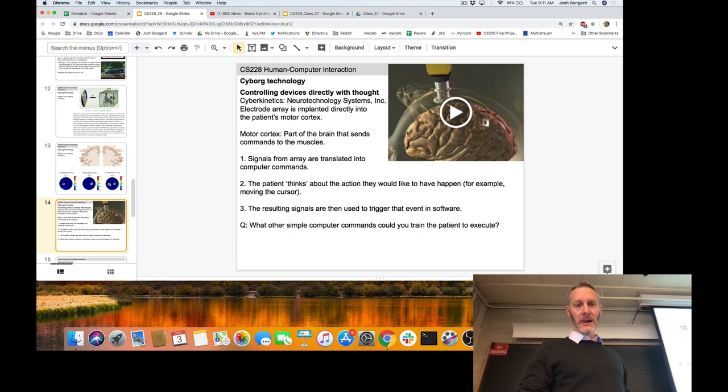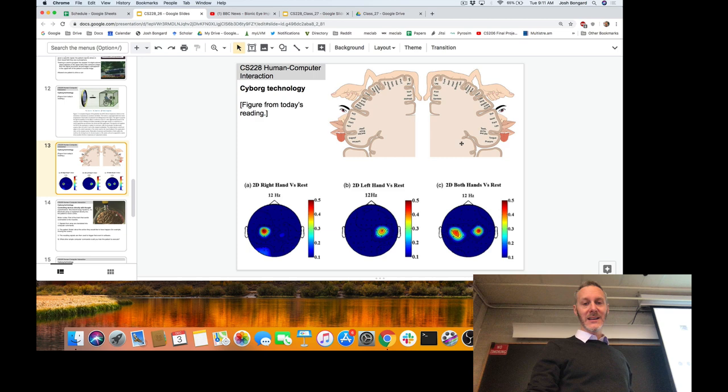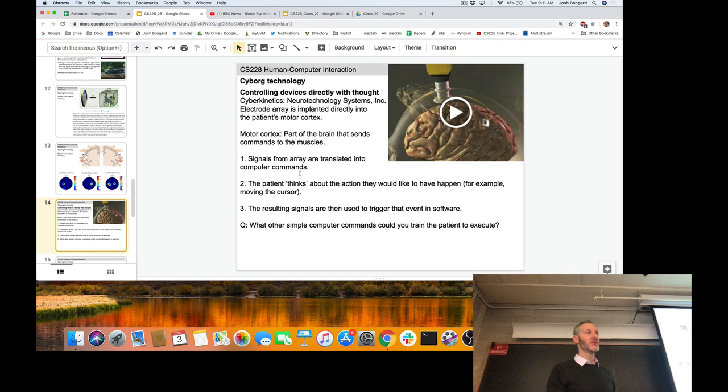In this case, rather than trying to get signals indirectly from an EEG, it is now possible to again implant a multi-electrode array directly into the motor cortex. So we are getting this signal directly. And again, in this case, we're taking signals arriving at the array as input, which are motor commands. The subject is trying to imagine doing something, to think about that action, and then that resulting signal coming from the array is used to trigger some event, in this case, in software. Let's have a look at this one.